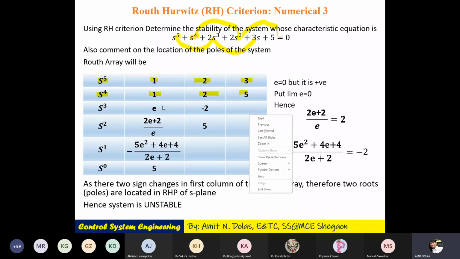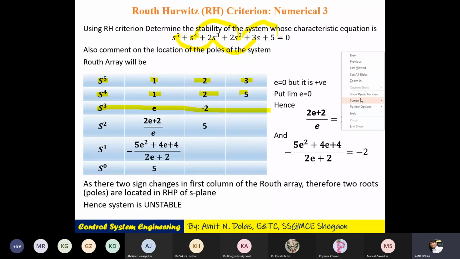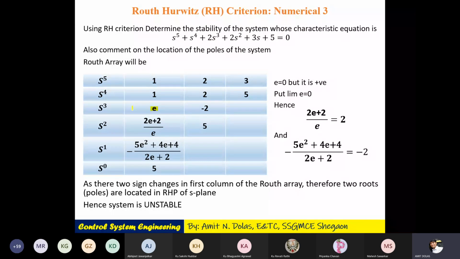So let's calculate. ये दो रो निकलने के बाद I am interested in this row, and that has to be calculated. Please pay attention. So I am interested here. मैंने E लिखा है लेकिन E क्यों लिखा है? What will be the element here? It will be just above, that is 1. 1 into 2, that is 2. Minus 1 into 2, that will be 2.